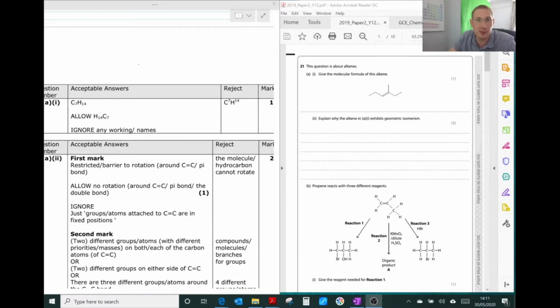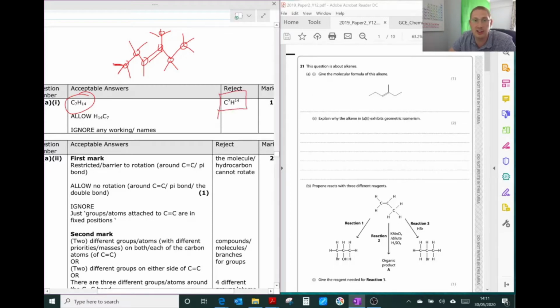Give the molecular formula of this alkene. So let's draw it. 1, 2, 3, 4, 5, 6, 7 carbons. In terms of hydrogens, you've got 1, 2, 3, 4, 5, 6, none there, 7, 8, 9, 10, 11, 12, 13, 14. C7H14. Reject C7H14 written with superscripts. If anyone's still doing that, they really shouldn't be doing chemistry.